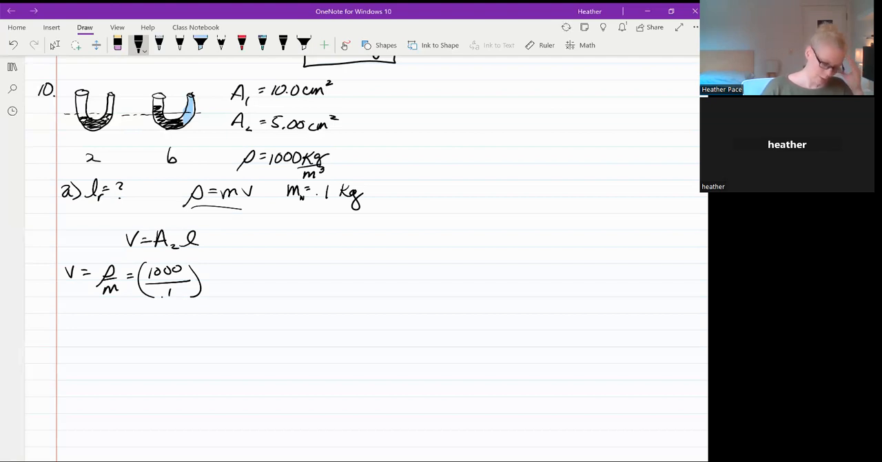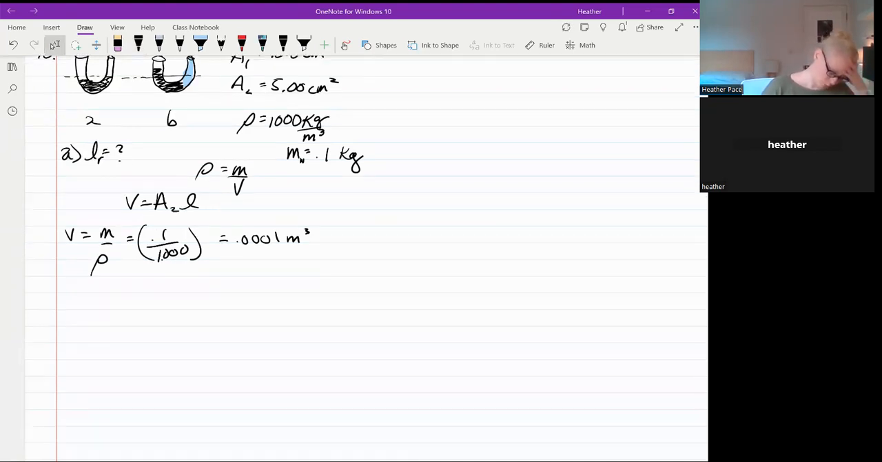And we get 0.0001 meters cubed. Oh no, I wrote this wrong. Sorry, I was just looking at the one above. It's M over V, so these are swapped. Okay, that doesn't work out. All right, so then we get that. Now we have the volume equals this, and we want to solve for L.